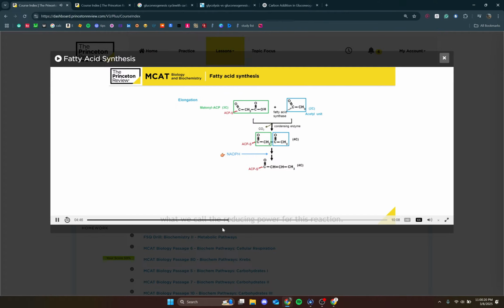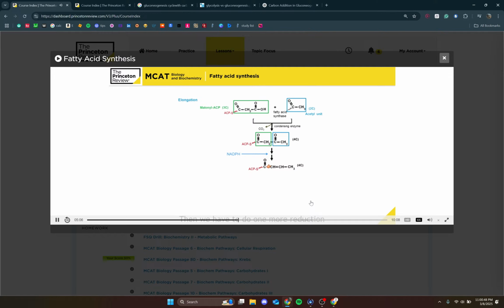We call this the reducing power for this reaction. NADPH is generated by a carbohydrate metabolic pathway called the pentose phosphate pathway. So this is a product of the pentose phosphate pathway. He's going to be oxidized in the process. What did I say? I said this is reduced. Yeah, because this is donating a hydrogen, so it's being reduced.